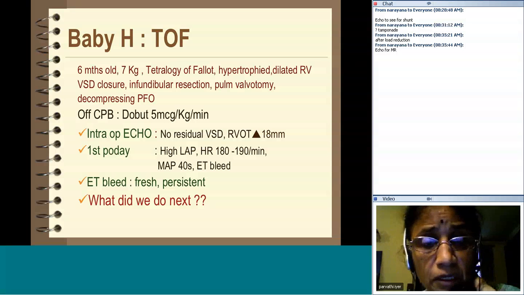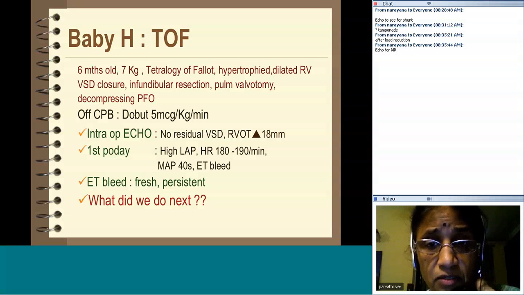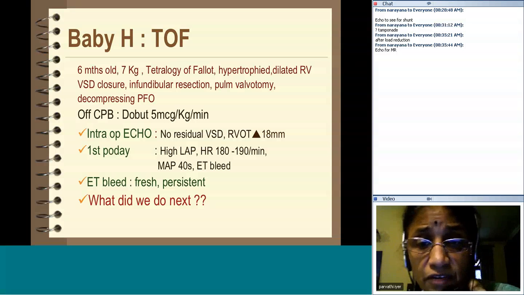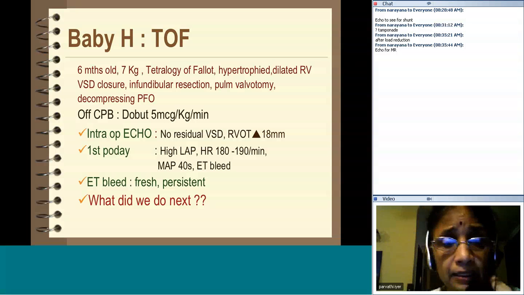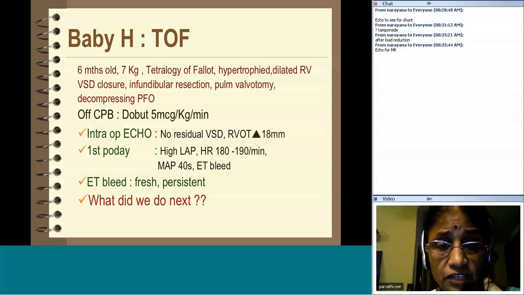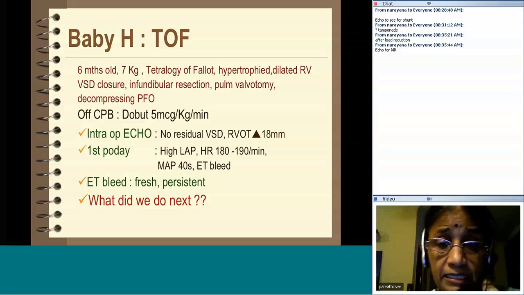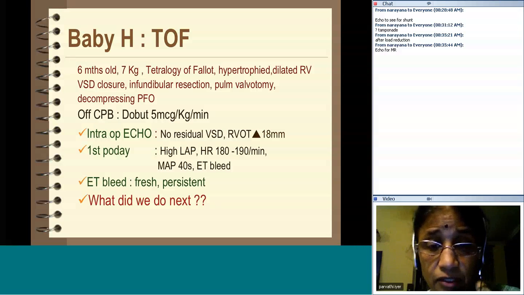Early first postoperative day, the left atrial pressures began to go up. It reached double digits. The child became tachycardic. Mean arterial pressure started to drift. And on endotracheal suction, there was fresh endotracheal bleeding. The ET bleeding was fresh and persisted. Despite sedation, would not respond, and the ET bleeding persisted. What do you think we should do next?